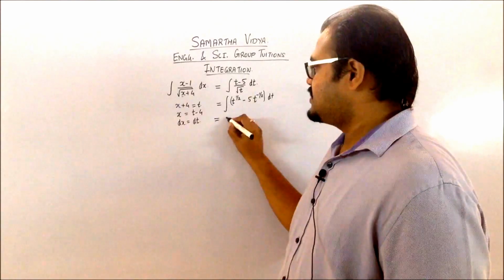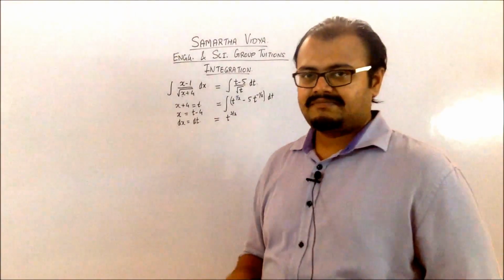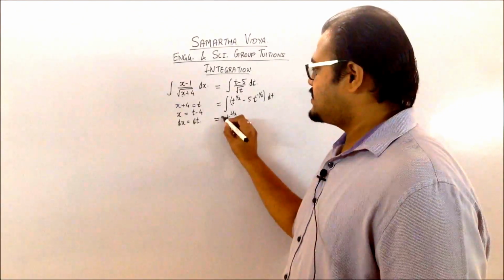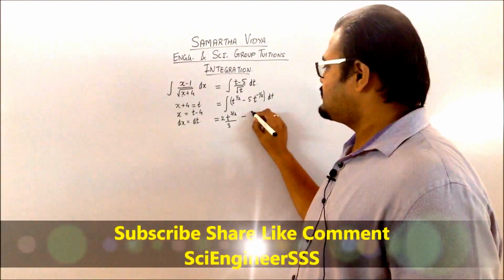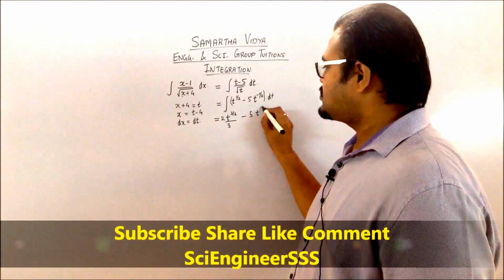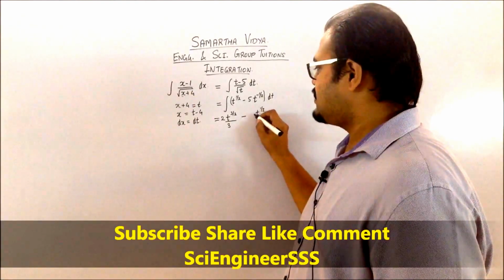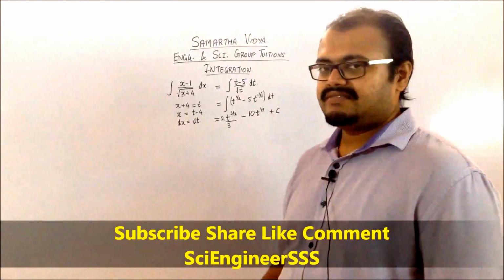So this becomes t raised to 3 by 2 because it is of the form x raised to n. So it's t raised to 3 by 2 upon 3 by 2 minus 5 into t raised to half divided by half, that is going to be 10. And you will be having a plus c which is to be added.